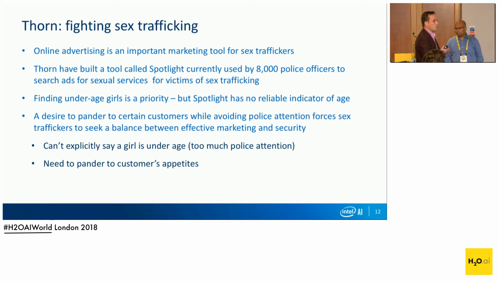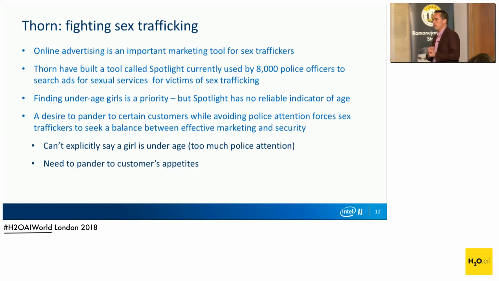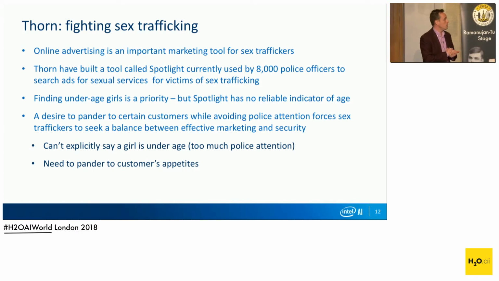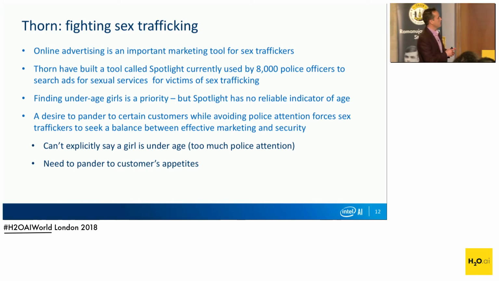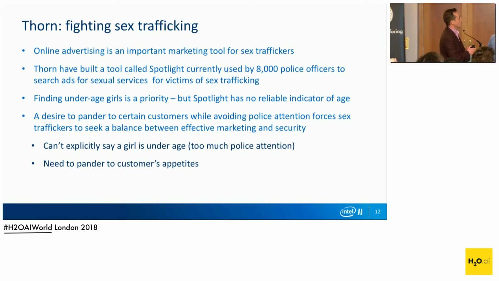So it turns out that they have a lot of problems that look suspiciously like machine learning problems. They've got a tool called Spotlight, right? And Spotlight is there to help fight sex trafficking. If you're a law enforcement officer, one way to do that is to trawl through all the sites where people advertise girls, and another way is to use the Spotlight tool, which apparently increases their productivity dramatically because Thorn do all the hard work of scraping and munging and cleaning up the data and that kind of stuff.